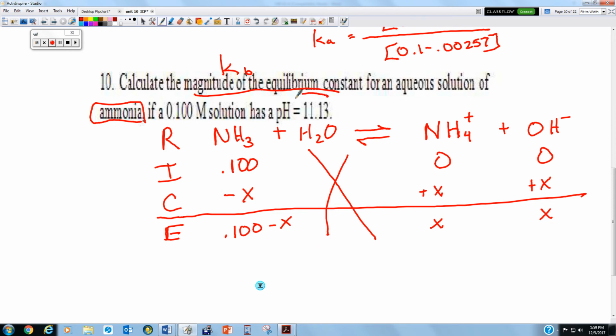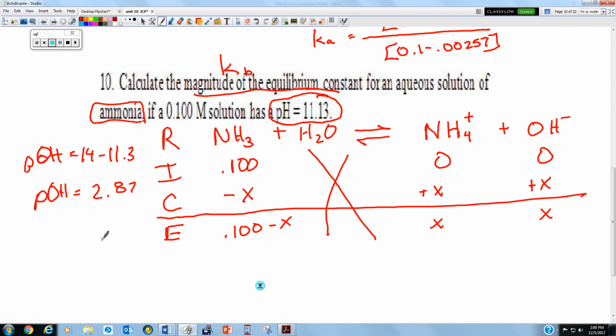Now, again, this one gave us this nice little thing, but can I use this as it is? What do I need to do? I need to get pOH. How do I get that? All right, so pOH equals 14 minus 11.3. So pOH equals what? 2.7? I got 2.87.